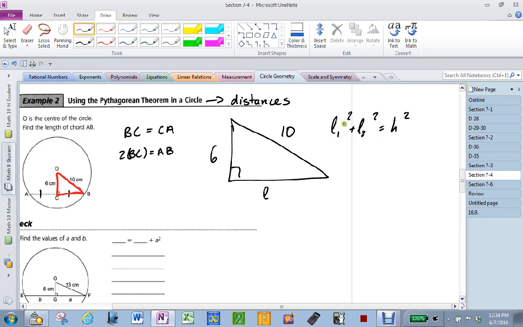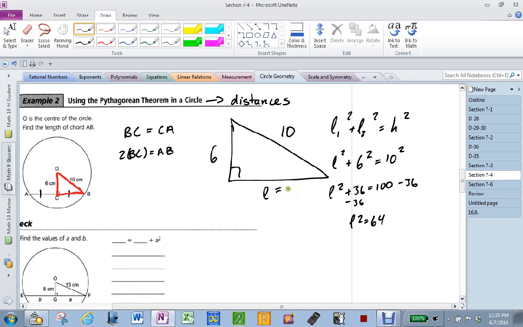I am missing a leg, so there's an L squared plus 6 squared equals 10 squared, yes? So L squared plus 36 equals 100, and then you all know how to solve this. Get L by itself. So we minus 36 from both sides, and L squared is 64. What is the last step always? Square root.